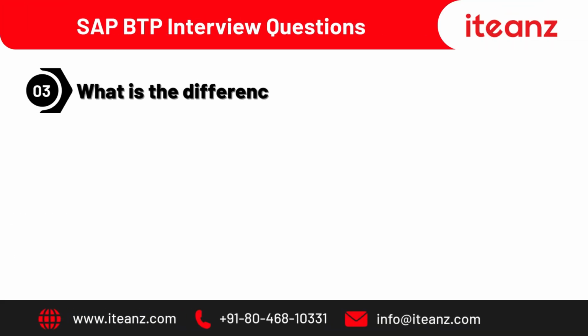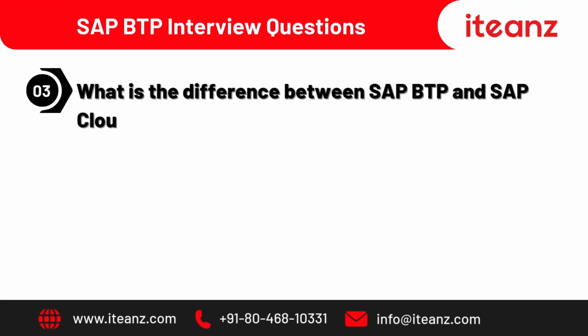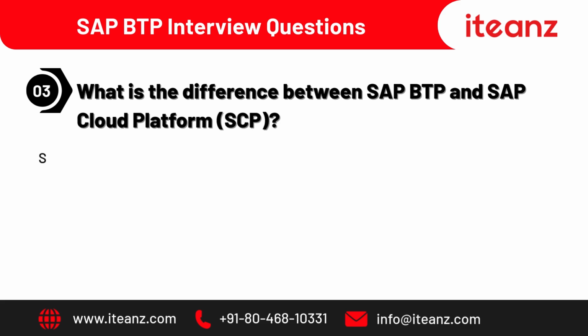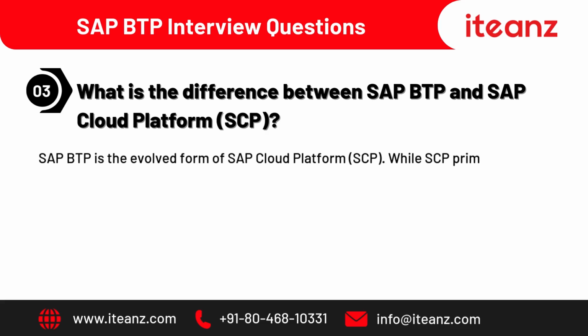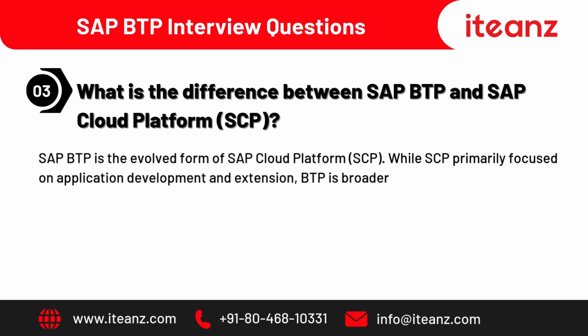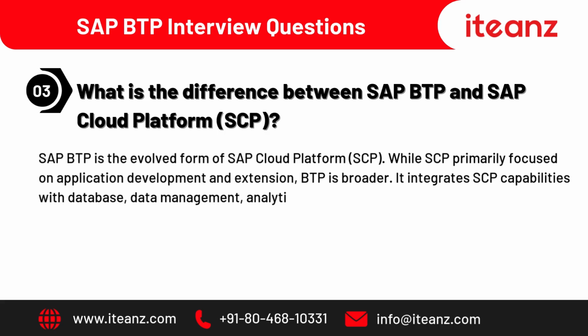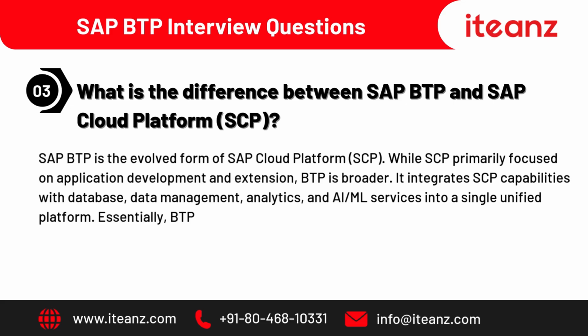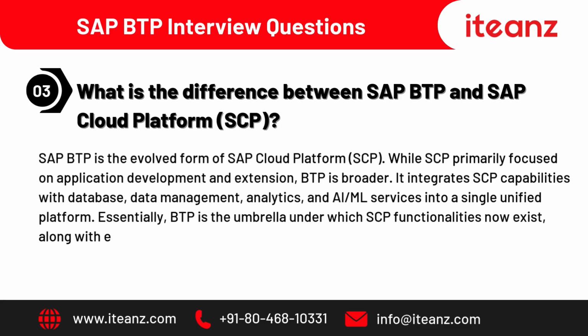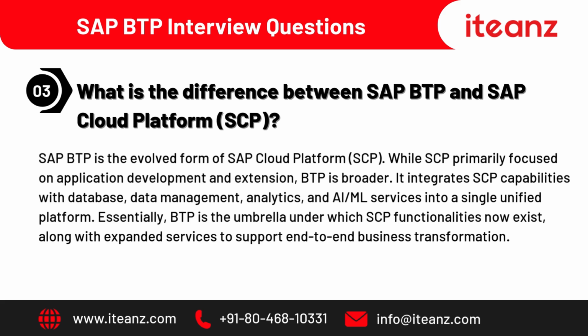What is the difference between SAP BTP and SAP Cloud Platform, SCP? SAP BTP is the evolved form of SAP Cloud Platform. While SCP primarily focused on application development and extension, BTP is broader. It integrates SCP capabilities with database, data management, analytics, and AI/ML services into a single unified platform. Essentially, BTP is the umbrella under which SCP functionalities now exist, along with expanded services to support end-to-end business transformation.